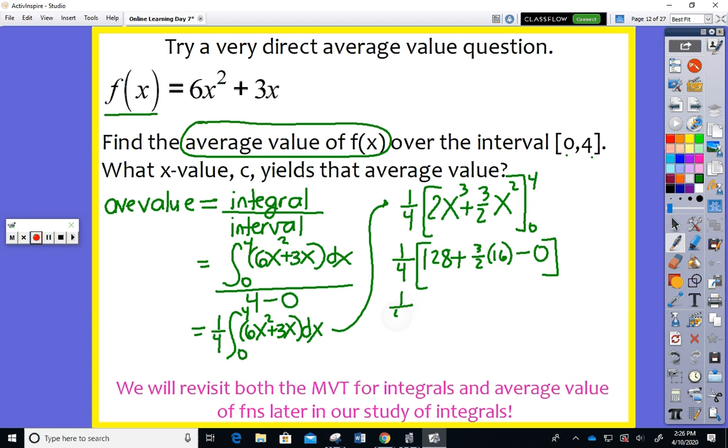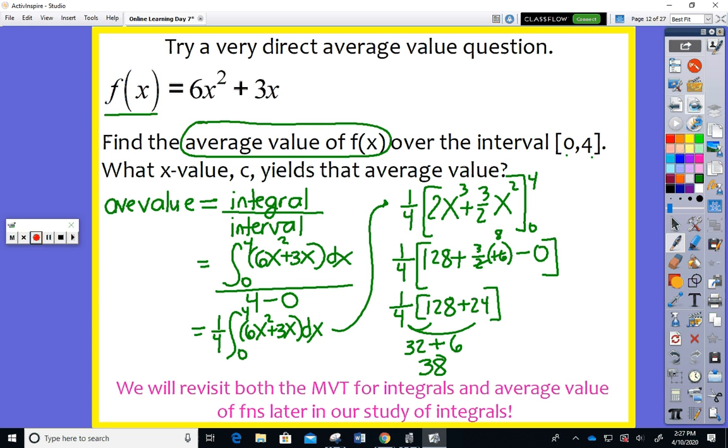So I've got 1/4, and I could distribute 1/4 before I add, which might be easier because your numbers will stay smaller. But let's see here. 2 goes into 16 8 times, plus 3 is plus 24. I think I will distribute first because it might just make finding a fourth a little easier. So a fourth of 128, let's see, a fourth of 12 is 3, a fourth of 8 is 2. So a fourth of 128 is 32, and then a fourth of 24 is 6, and I've got my answer. So 38 is the average value of the function f of x on the interval 0 to 4.